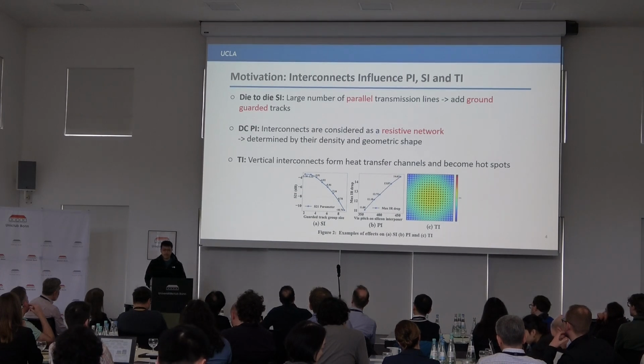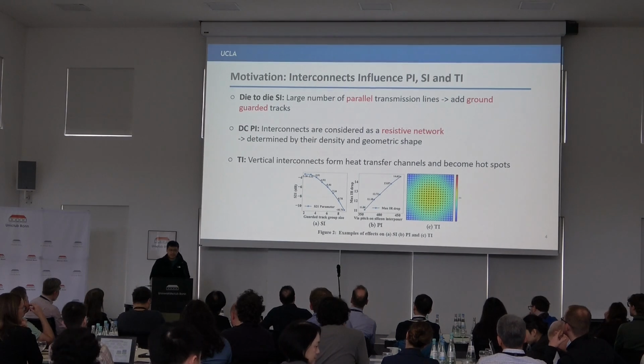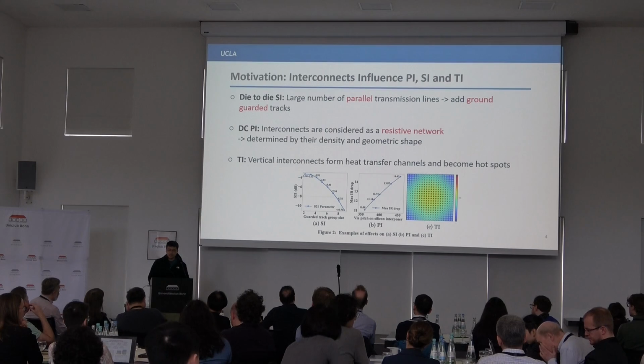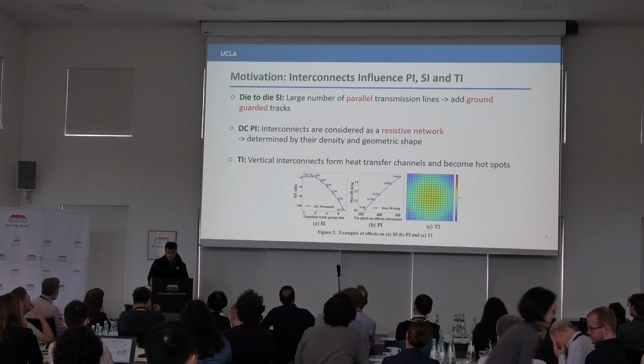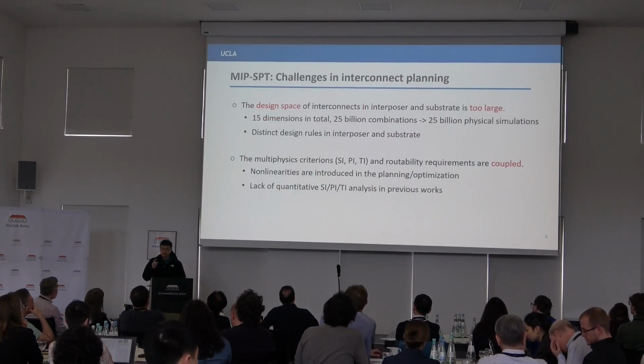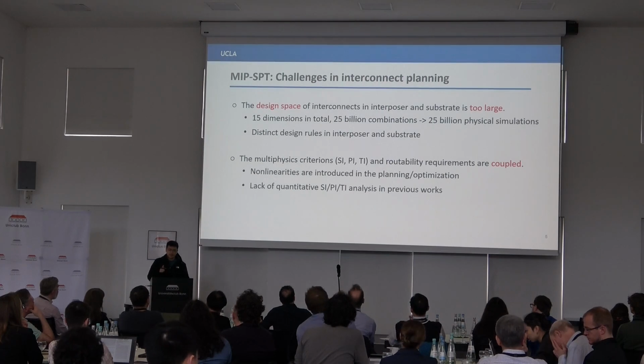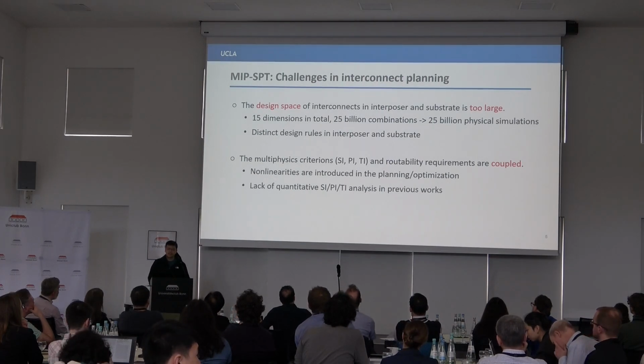and it causes higher manufacturing cost. Also for TI, the vertical interconnects can form heat transfer channels and become hotspots. Okay. So realizing the importance of the interconnect, we want to do the planning in the early stage.